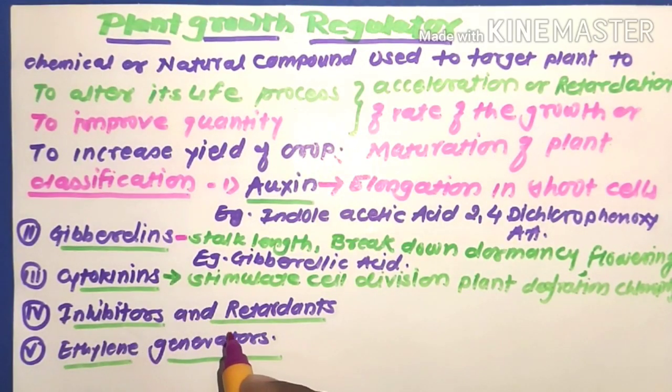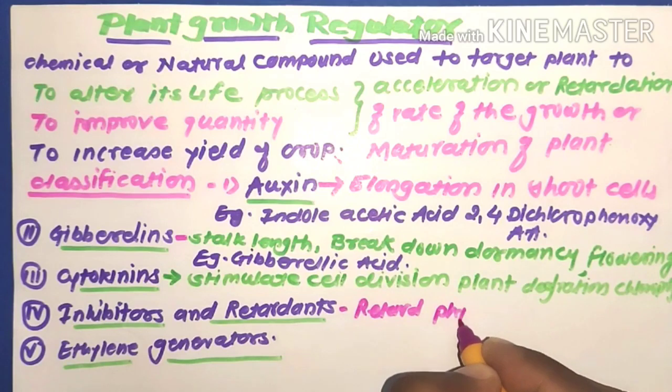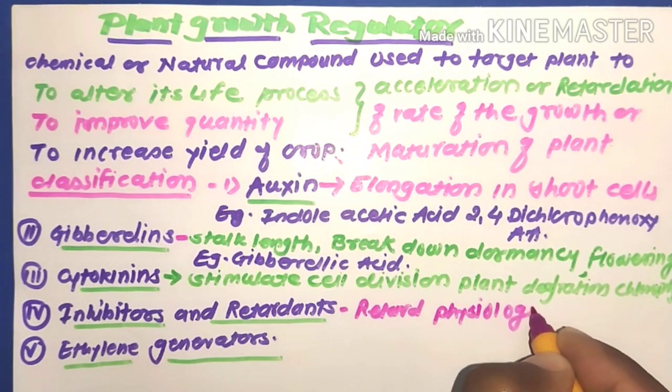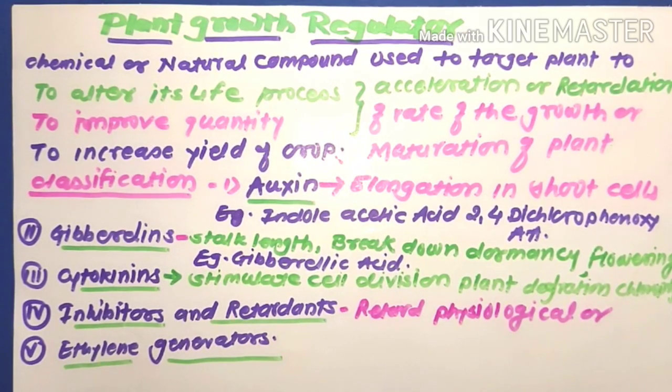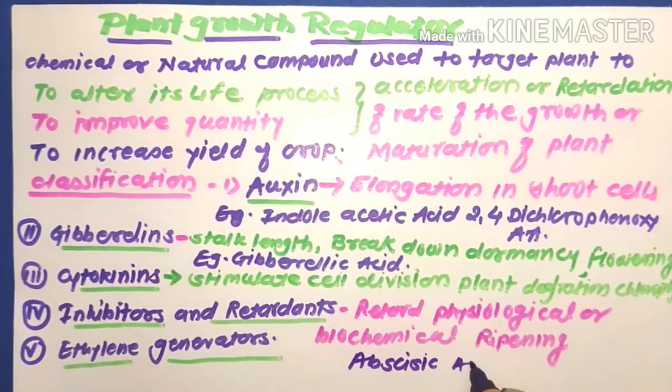The inhibitors and retardants are used in the plant to retard physiological or biochemical processes in the plant, and ripening. The example is abscisic acid. Abscisic acid is the example of inhibitors or retardants.